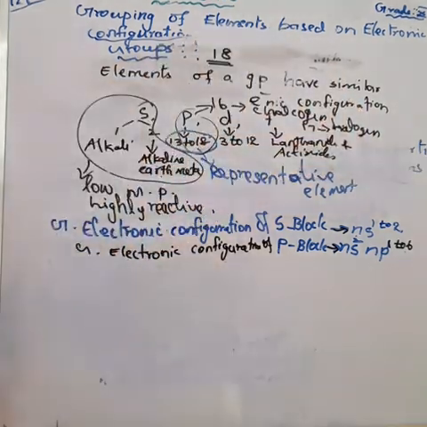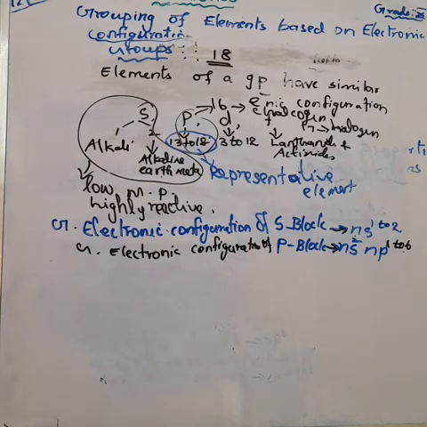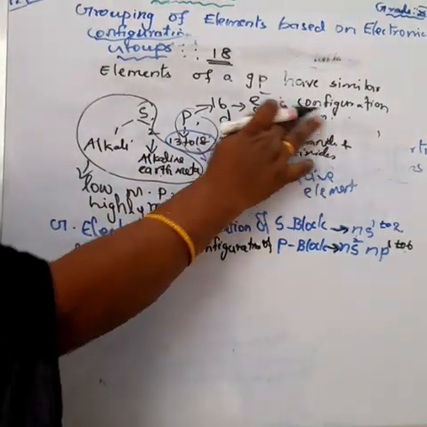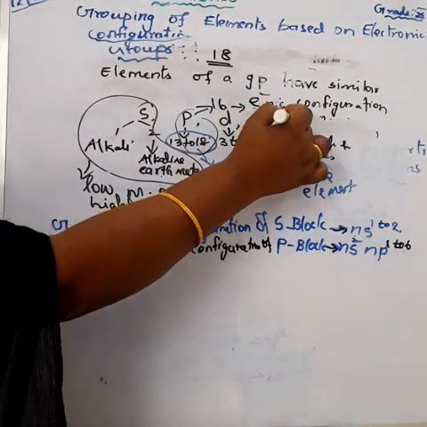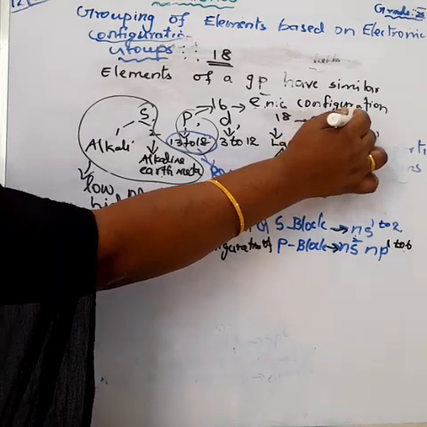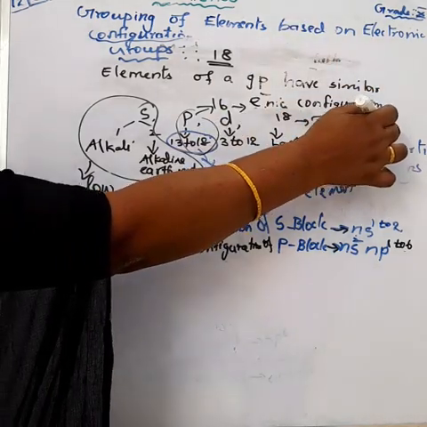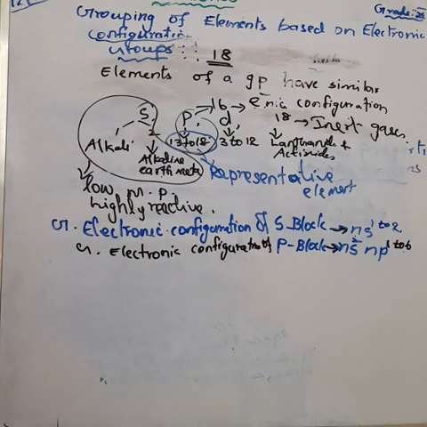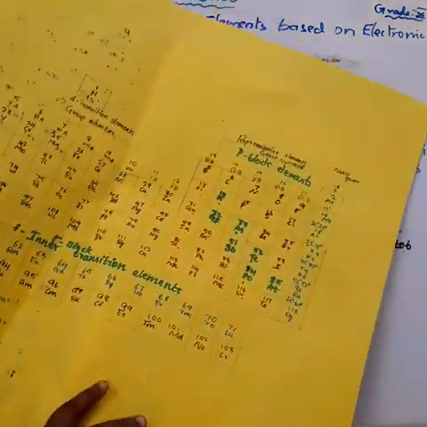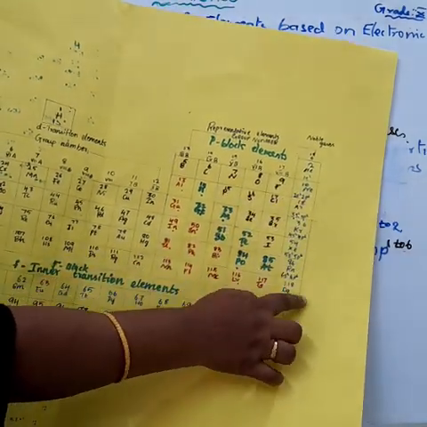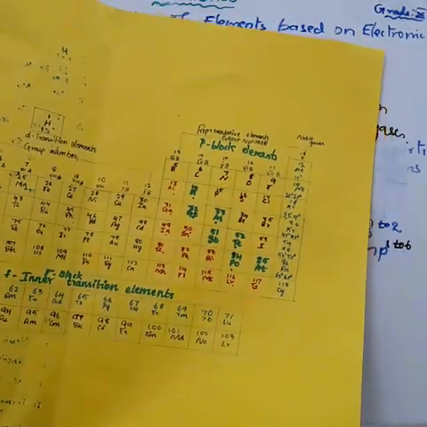And the group 18 elements, which we already studied, we call the inert gases, because all the group 18 elements have a similar stable electronic configuration, ns2 np6. These elements we call the inert gases or noble gases.